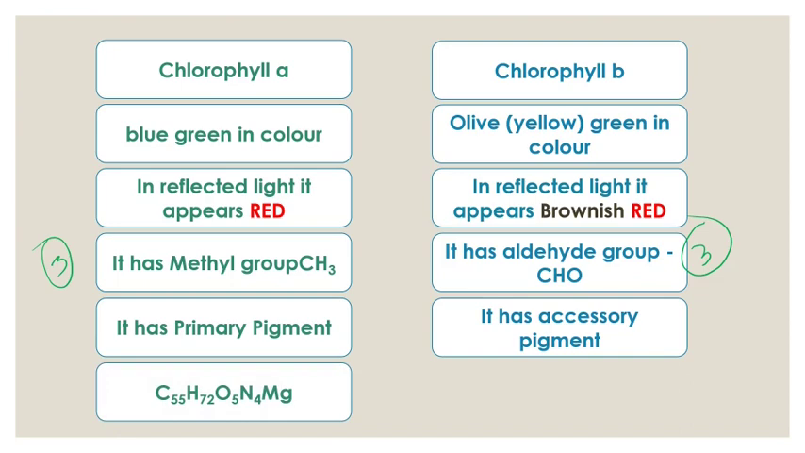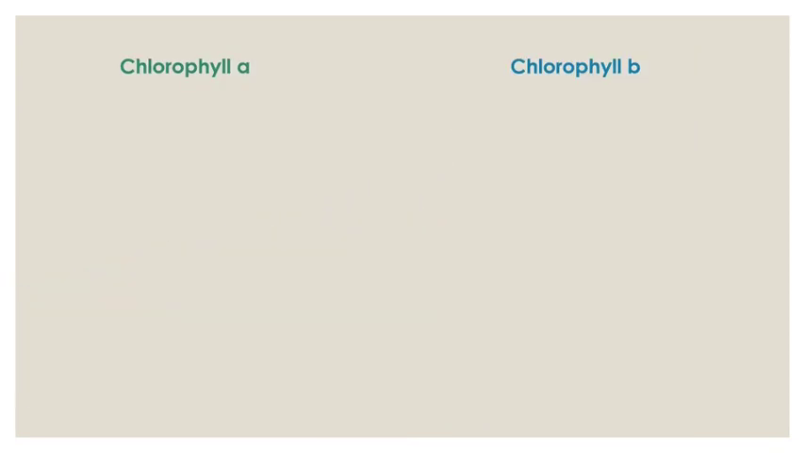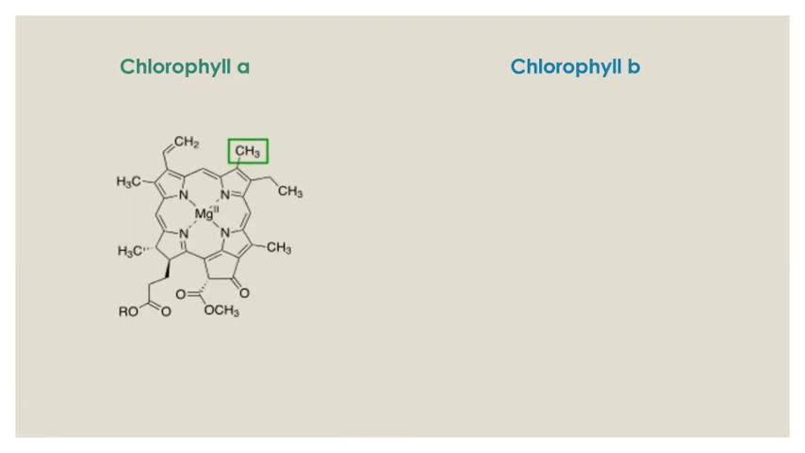Empirical formula of chlorophyll A is C55H72O5N4Mg, whereas chlorophyll B has C55, H is less, 70, oxygen is more, 6, N4 and magnesium. Chlorophyll A, again to revise: magnesium in the center, these are four nitrogen. This is ring number 1, this is ring number 2, ring number 3, ring number 4.